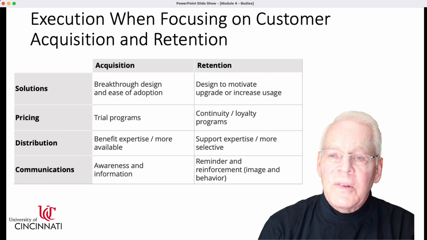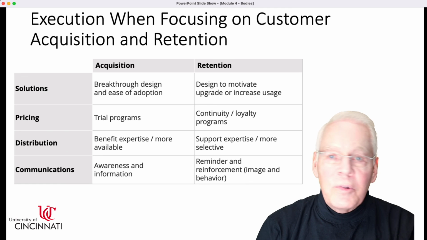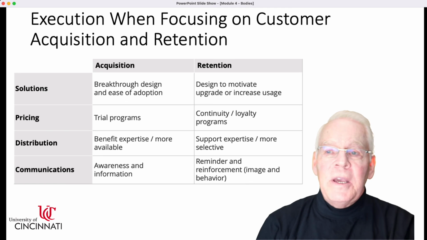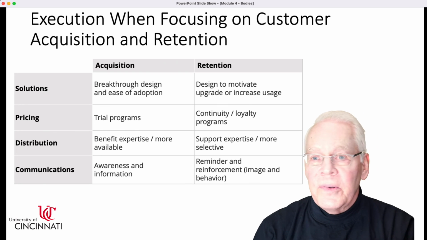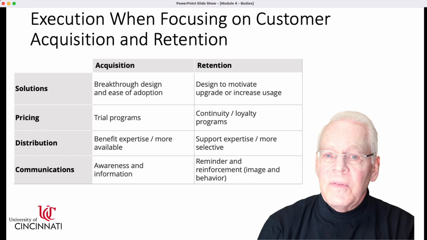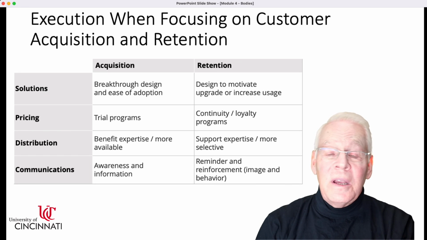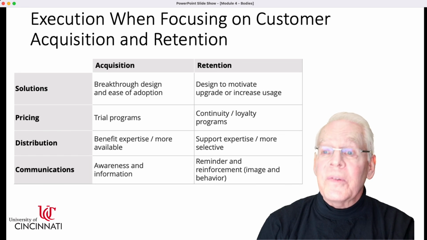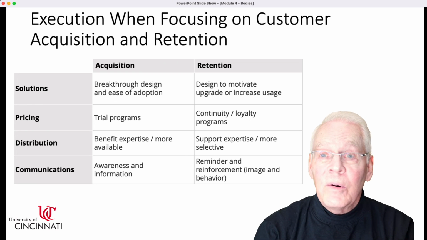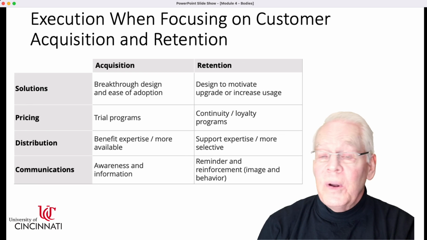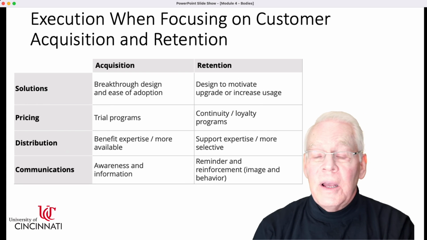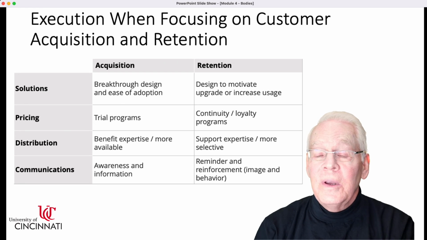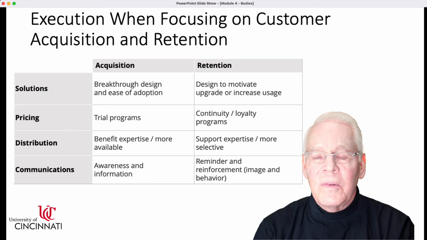It's more continuous. We practice continuity pricing. Distribution is about helping people understand the brand, but then later, once they're retained, it's all about service and support. You're much more selective now. Communications early in the acquisition process, it's about awareness. You're making the customer aware of the category or aware of the brand. But once they are retained, you've made them loyal now, whether heart, head, or hand. It's all about reinforcement and continuing to make them see that they were smart to consider you in the first place.